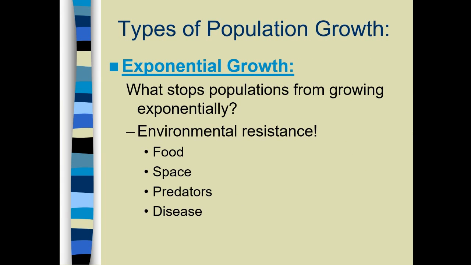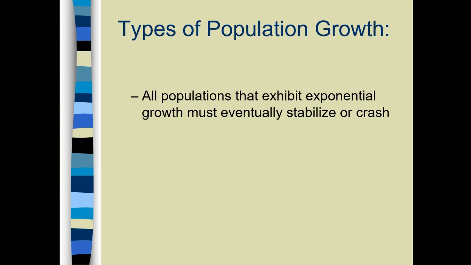All right, so what stops populations from growing exponentially? It has to do with a lot of things that we call environmental resistance. Usually populations can't just keep getting bigger and bigger forever because they're going to run out of food, especially in that bacteria example. My guess is they'd run out of food rather quickly, or they run out of space, or something comes along and eats them, like a predator. And there's even disease. So there are many things that keep populations from growing exponentially forever.